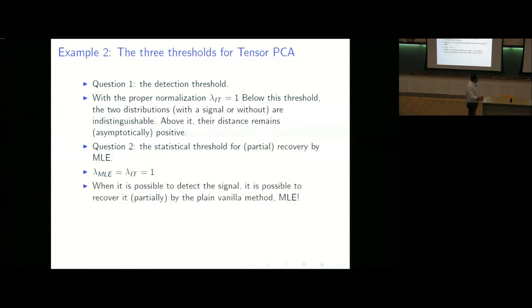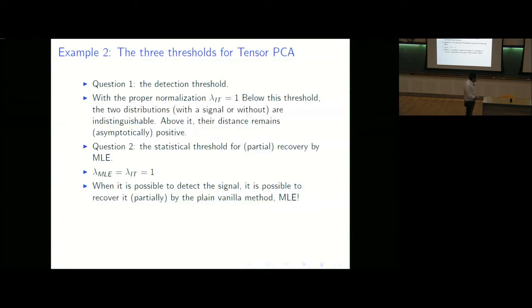This tells you, of course, this threshold should always be above this one, right? Above the IT threshold, you know that there exists a good statistical procedure, but nobody tells you that MLE works as the best possible thing. So here, it says when it is possible to detect the signal, it is possible to recover it partially as soon as you can detect it. As soon as there's a way to know that there is a signal, you can in fact recover it partially by the plain vanilla method, by MLE.